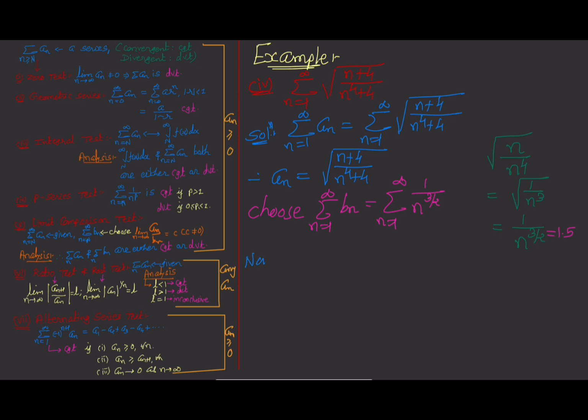And now limit n tends to infinity, an upon bn is equal to limit n tends to infinity. What is an? Under root n plus 4 divided by under root n raised to 4 plus 4, all divided by bn. And what is bn? 1 upon n raised to 3 upon 2. And so this is equal to limit n tends to infinity, n plus 4 raised to 1 upon 2 divided by n raised to 4 plus 4 raised to 1 upon 2, multiplied by n raised to 3 upon 2, divided by 1.